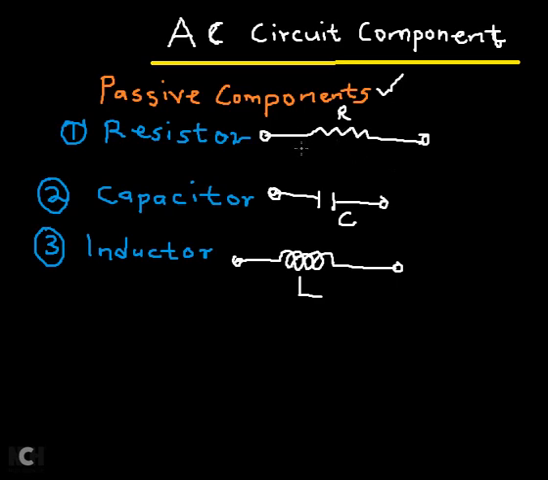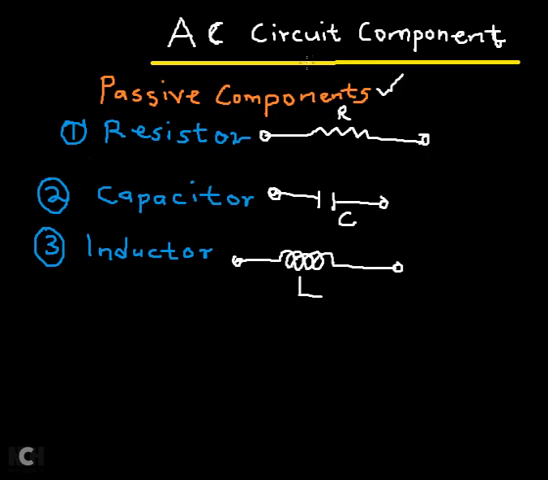Components can be divided into passive and active. An active component takes in a signal or alternating current, then changes the waveform of the alternating current, either by amplifying it or possibly shaping it in some way. For example, transistors are active components. They can take in alternating current and then amplify it. But passive components don't do that.